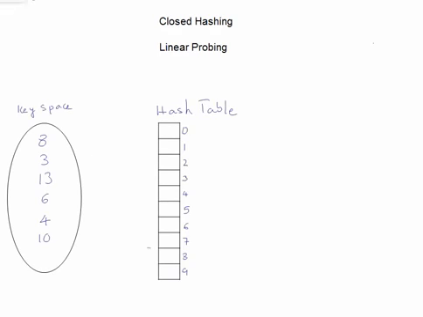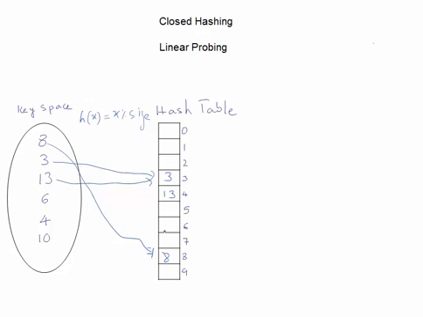Now let us look at the next method, linear probing. In this, the hash function is h of x equals x mod size, the same hash function I am taking. 8 is mapped at 8. 3 is mapped at 3. 13 is also mapped at the same location, but there is a collision, so we store it at the next location. So in this method, we simply find the next free space and store the element in the next free space.